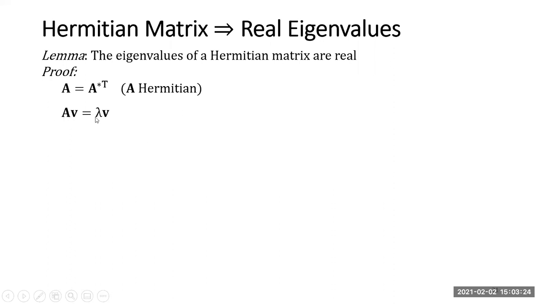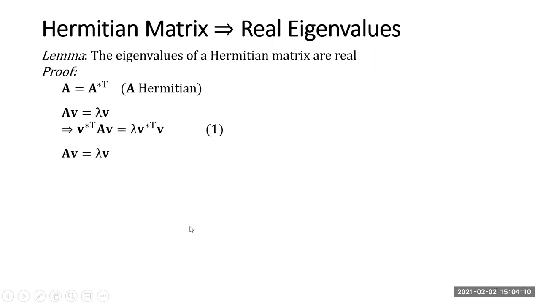Now, by definition, AV equals lambda V. Hence, let me pre-multiply both sides with V star transpose. So, V star transpose AV equals lambda times V star transpose V. Since lambda is a scalar, I can move it to the left. Otherwise, remember, for vectors and matrices, the order of appearances must be preserved. So this is my equation 1. V star transpose AV equals lambda V star transpose V.